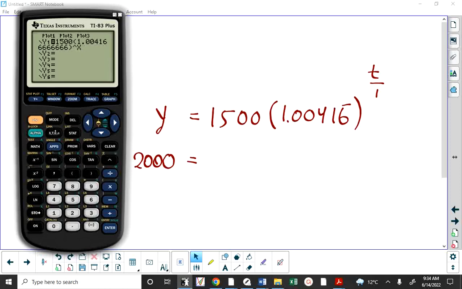And I'm going to go to my table. Because compound interest is a discrete thing, which means your balance stays at a fixed value and then all of a sudden it jumps, and it stays at a fixed value and it jumps. It doesn't go up continually. I can set up my table to start at 0 and go up by 1. Now I suspect that I might be doing a lot of scrolling here.